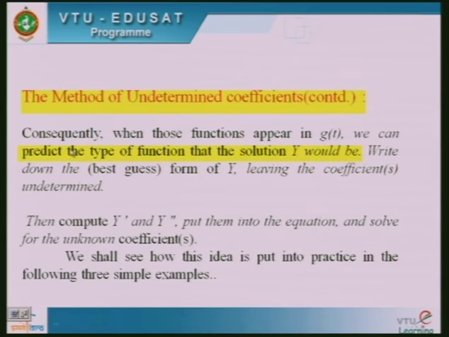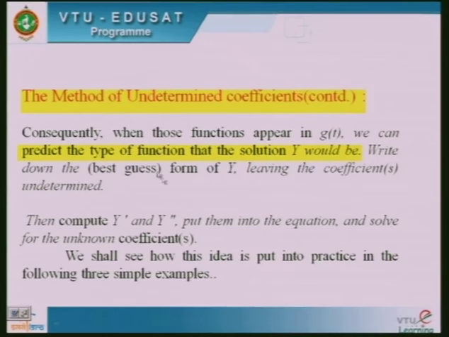Consequently, when those functions appear in g of t, we can predict the type of function that the solution y would be. On the basis of g of t, we can assume and write down the best guess for the form of y, leaving the coefficients undetermined. So, friends, in exactly the similar way we can guess a particular integral, and then we are able to find the arbitrary constants.